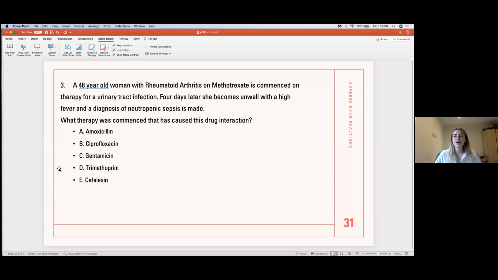Question number 3. A 48-year-old woman with rheumatoid arthritis on methotrexate is commenced on a therapy for urinary tract infection. 4 days later, she becomes unwell with a high fever and diagnosis of neutropenic sepsis is made. What therapy was commenced that caused this drug interaction?